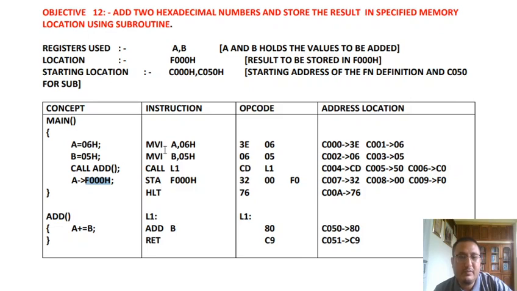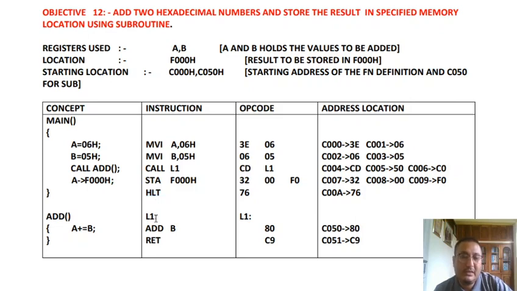So MVI A comma 06, MVI B comma 05, call L1. So now what we need to do is make a call to a function. So in case of high level programming, we specify the address of the function as we specify the name of the function. But here, since we are working with the absolute address, straight away we will specify the address here. So this L1 label will be later replaced by the starting address of the function. Okay, and then STA F000H and HLT. Right. Okay.